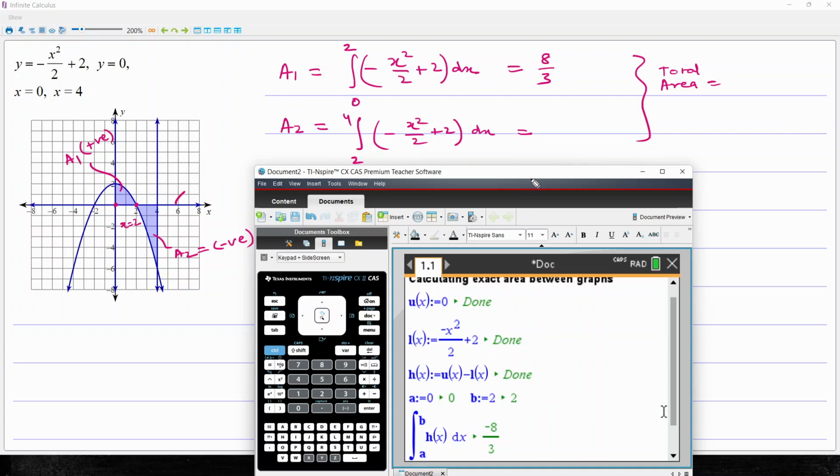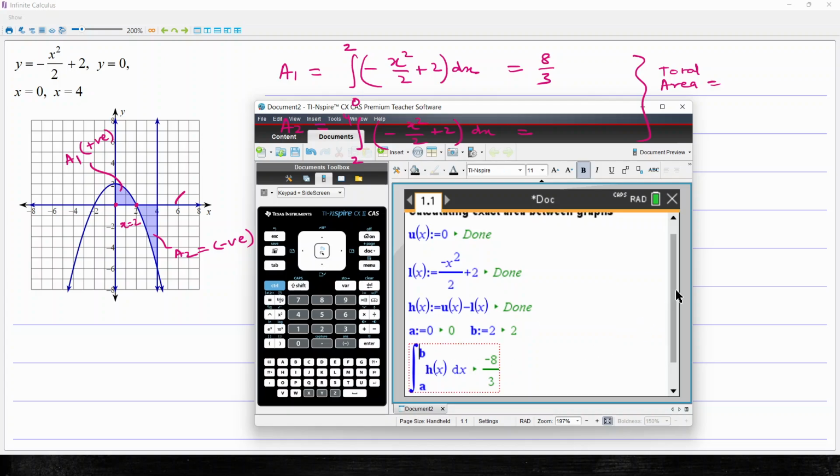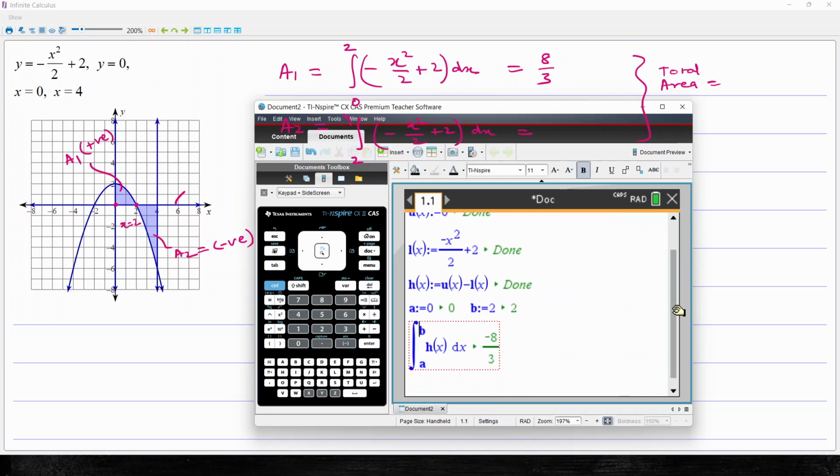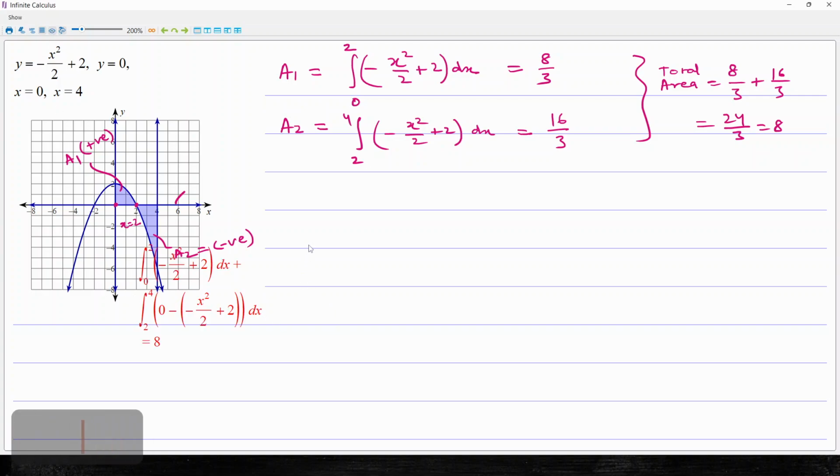Now for the second area, the area A2 will be from 2 to 4. The graphs are going to remain the same, but it's 2 to 4. Comes out to be 16 over 3. So therefore, the total area will be 8 over 3 plus 16 over 3 makes it 24 over 3. So it will be 8 square units. And that is correct.